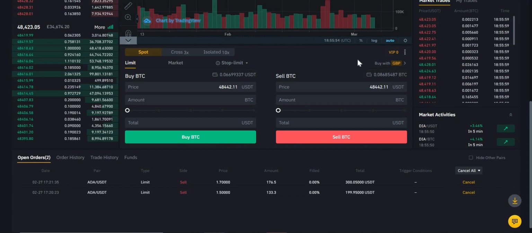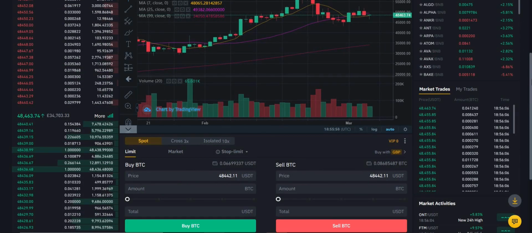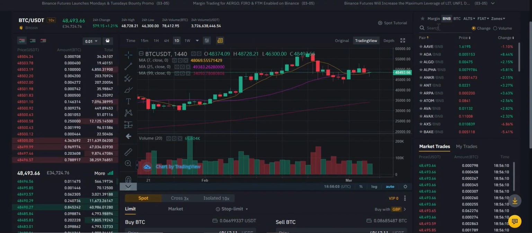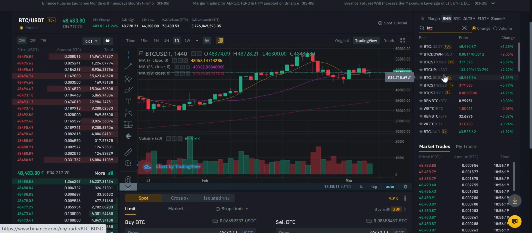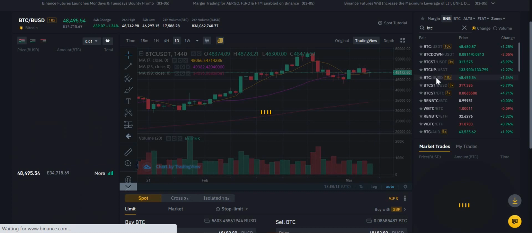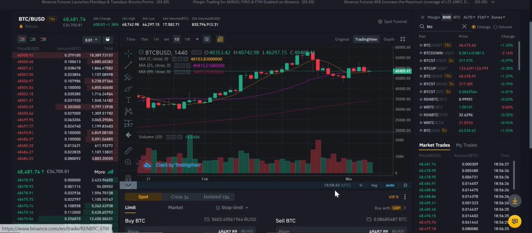So I will pick BUSD, because I'm holding BUSD. I can pick, for example, some Bitcoin. There we go. And where is Bitcoin? I want Bitcoin. I want BUSD. There we go. Bitcoin BUSD. So there we go. Now we've got the Bitcoin BUSD chart.